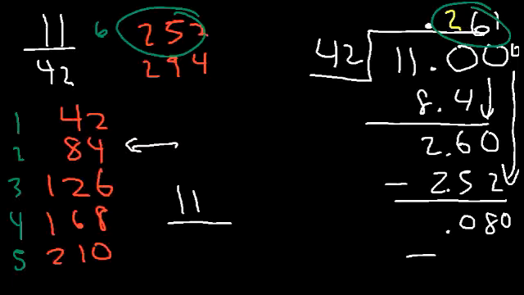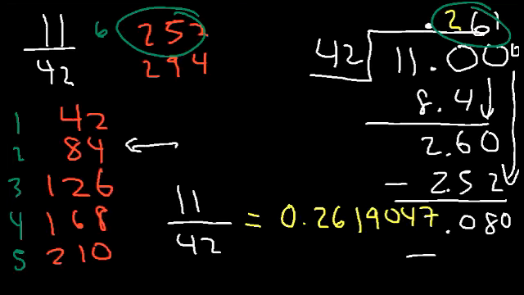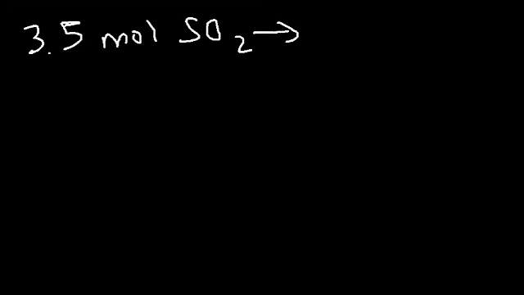So now let's see how close we are to the actual answer. If you take 11 and divide it by 42 on your calculator, the answer you should get is 0.2619047. But 0.261, or simply 0.26, is enough to select the right answer from a list of other answers. So now let's try another example. This time, instead of converting from grams to moles, we're going to convert from moles to grams. Let's say you have 3.5 moles of sulfur dioxide, how can you convert that into grams? Go ahead and try that.